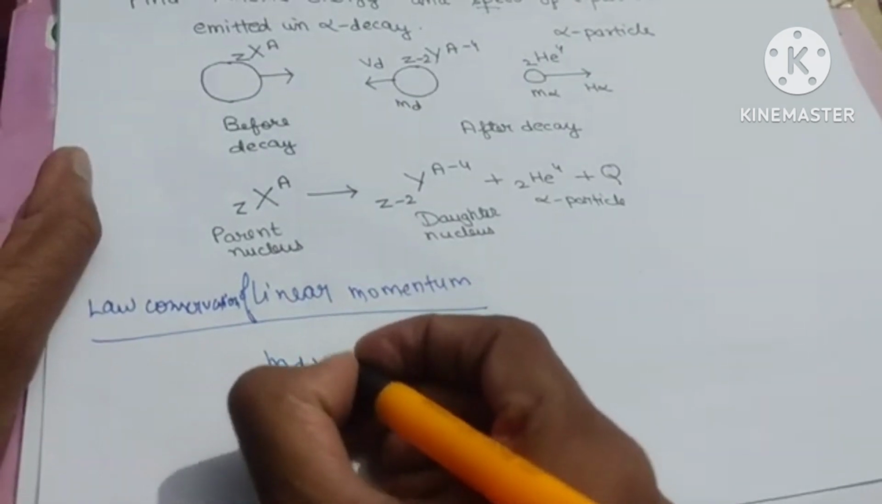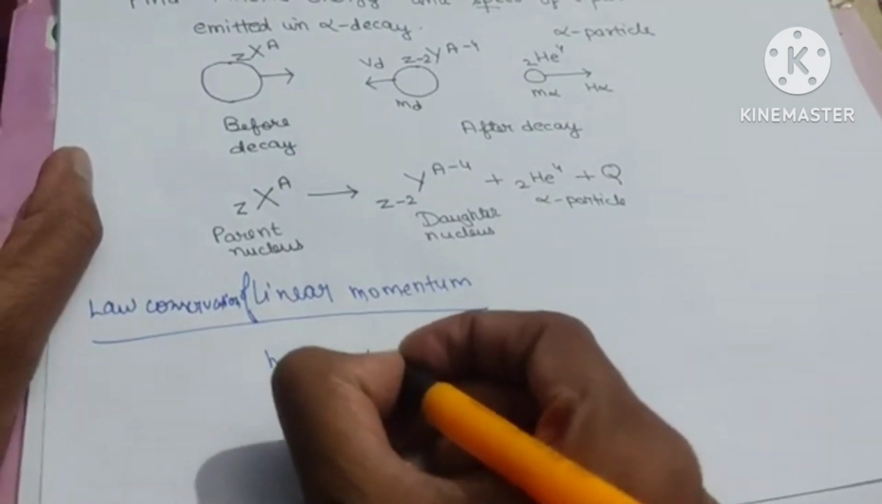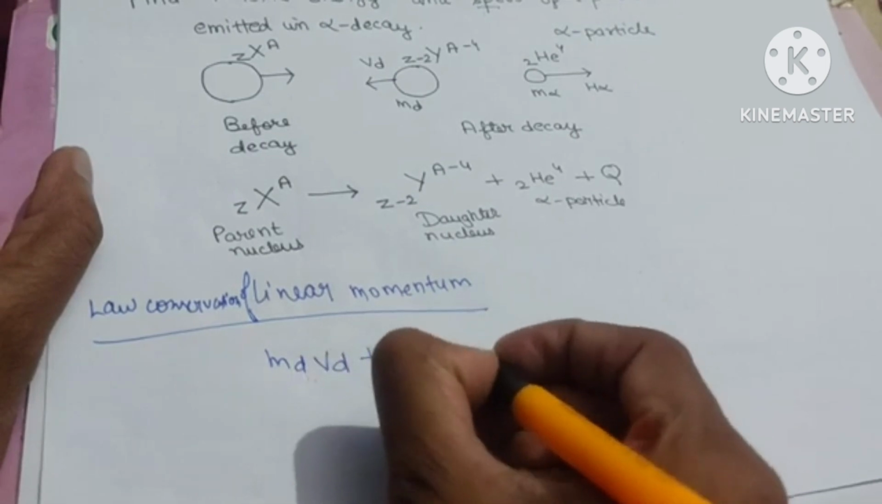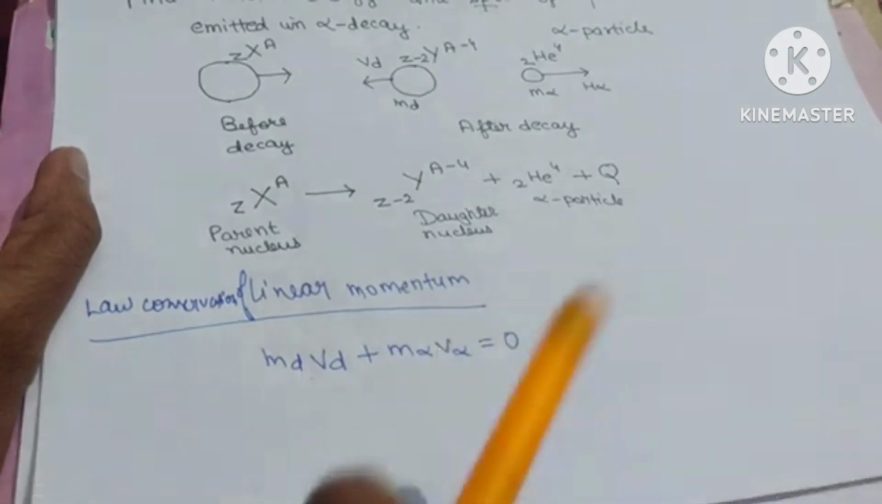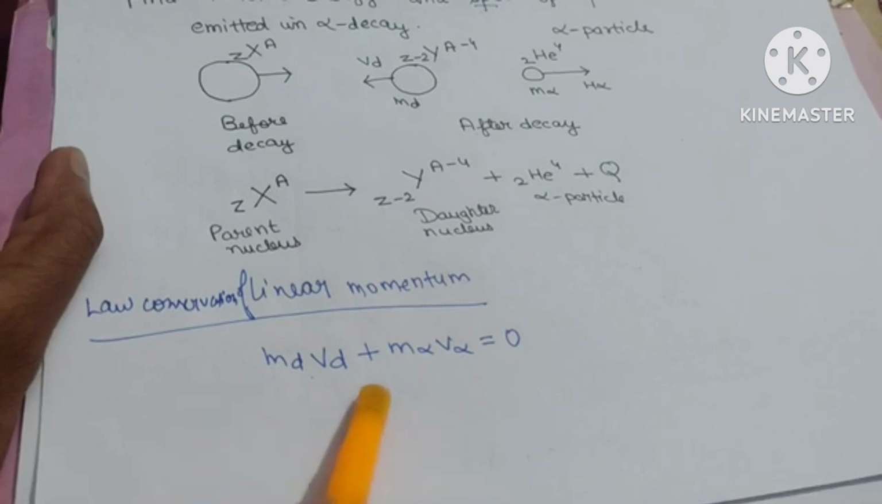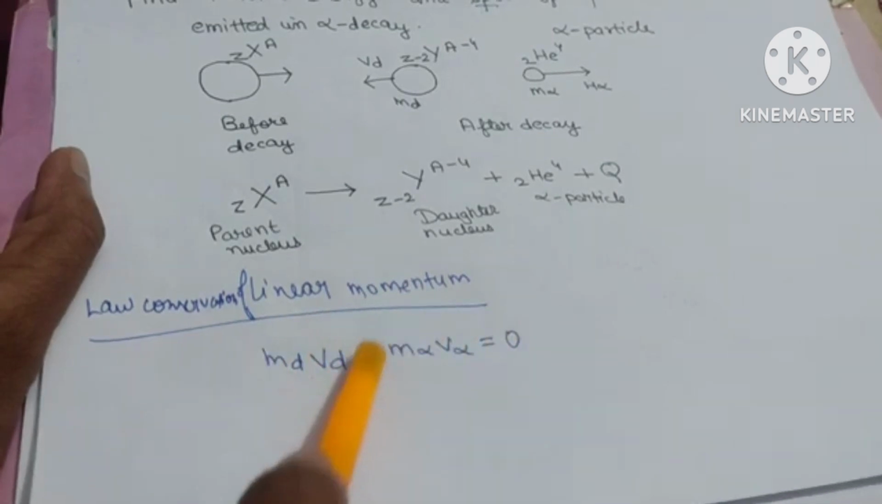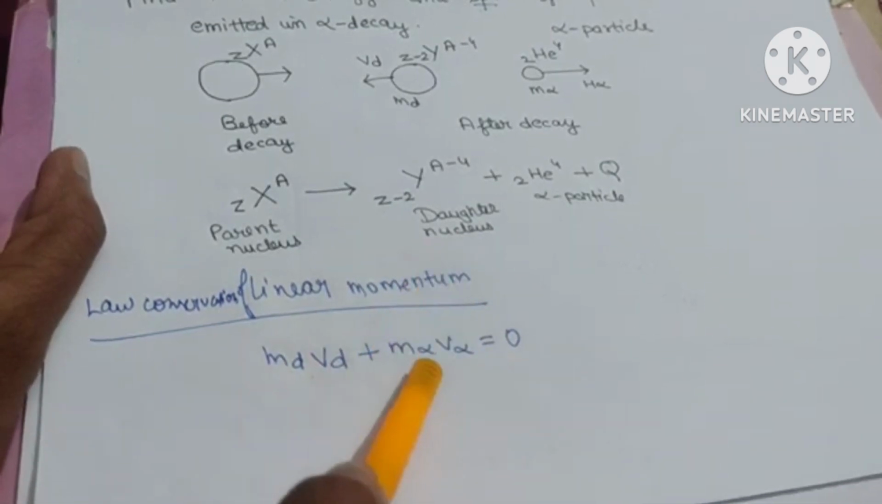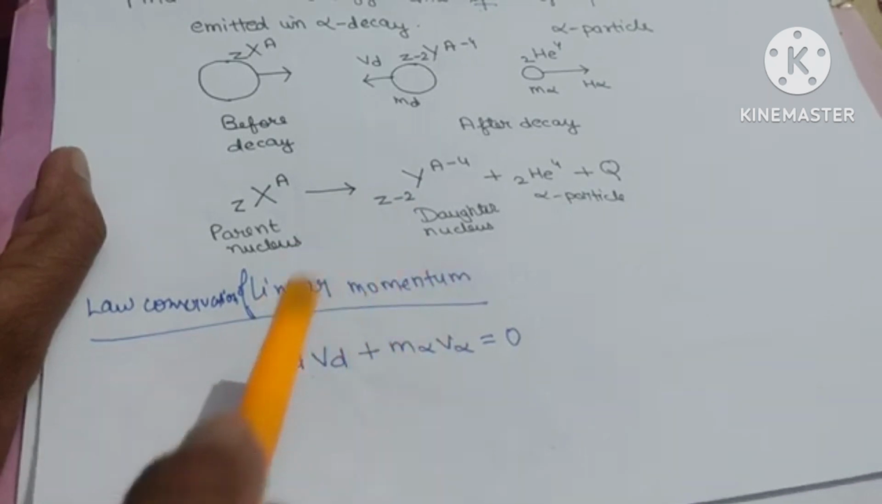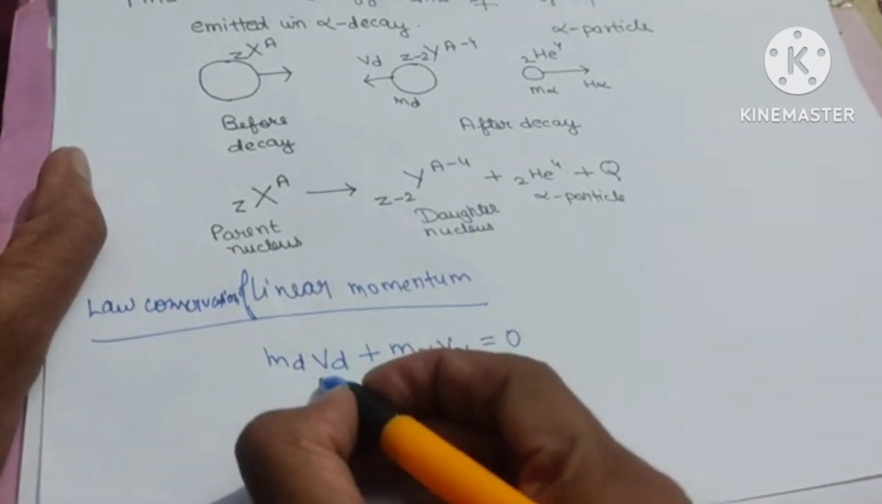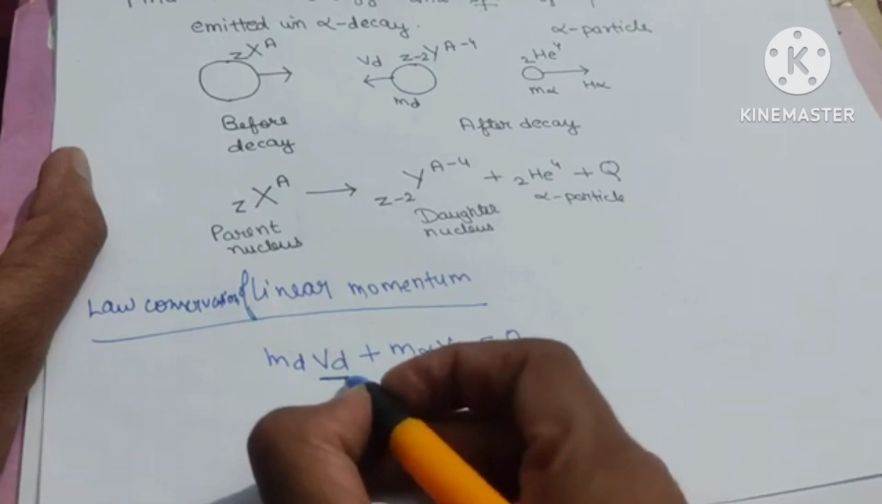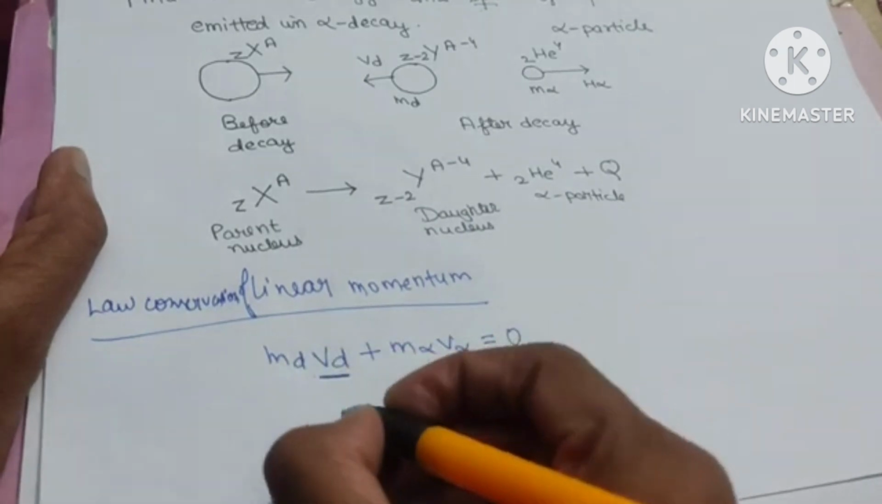md vd plus m alpha v alpha is equal to 0. So we need to add the momentum of the daughter nucleus and the momentum of the alpha particle, that is helium. Now we need to find Vd, because we will substitute it in the further equation.